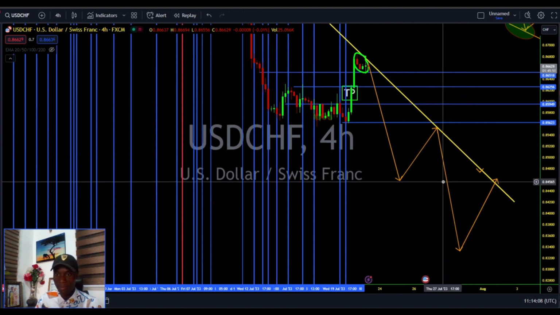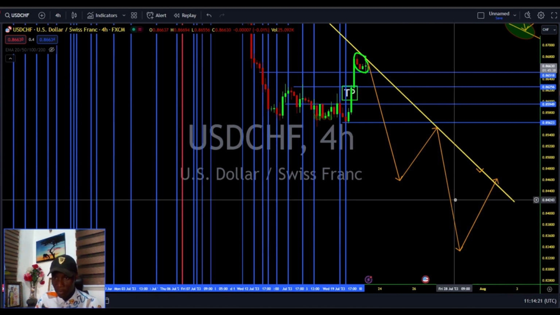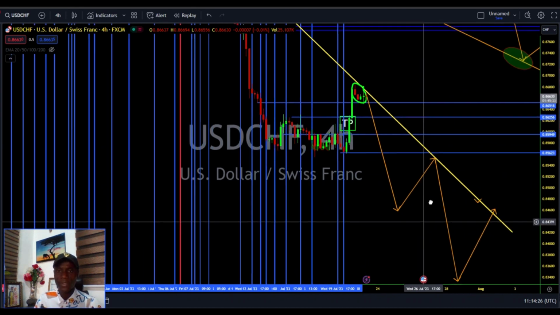So I always advise technical traders to take their first profits at the previous lower low and wait for candlestick confirmation at the support trend line, to see whether the market will be going down or going up, before they enter a buy or sell position. Okay, so that is for technical traders.